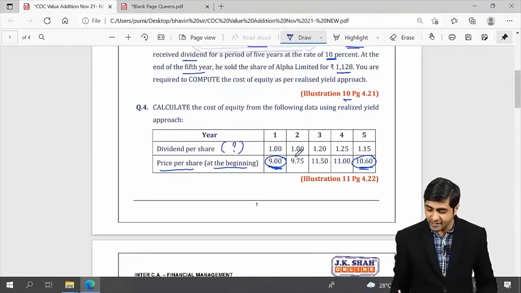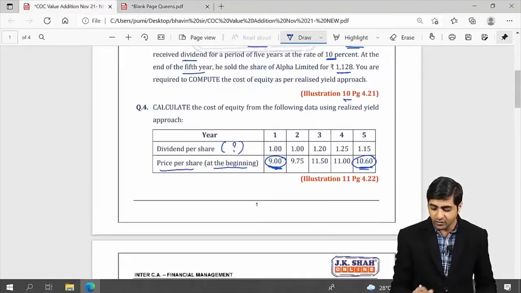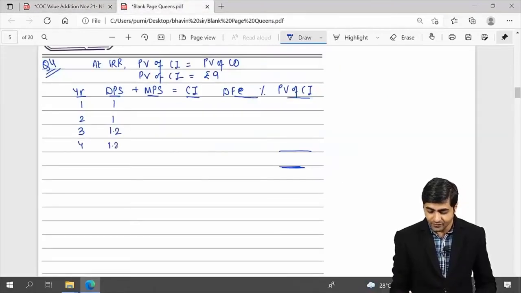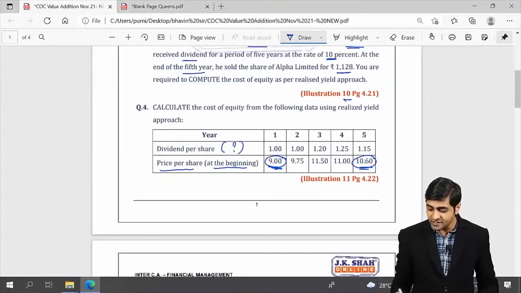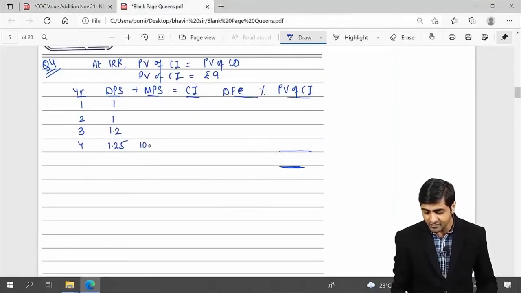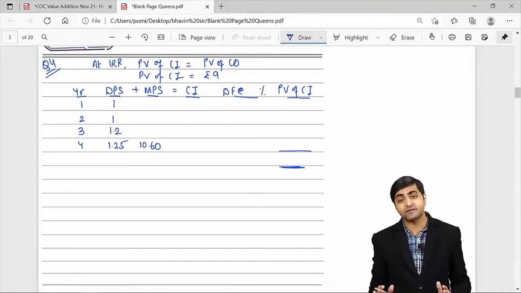Then at the end of the 2nd year also we have 1. At the end of 3rd year it is 1.2, and at the end of 4th year it is 1.25. And guys, what is the market price at the end of the 4th year? It's nothing but 10.6. So guys, these are going to be your series of cash inflows.